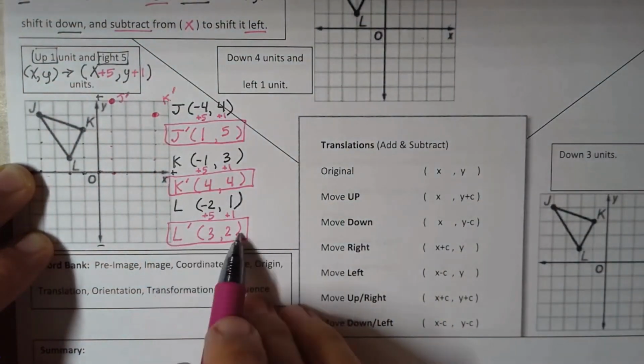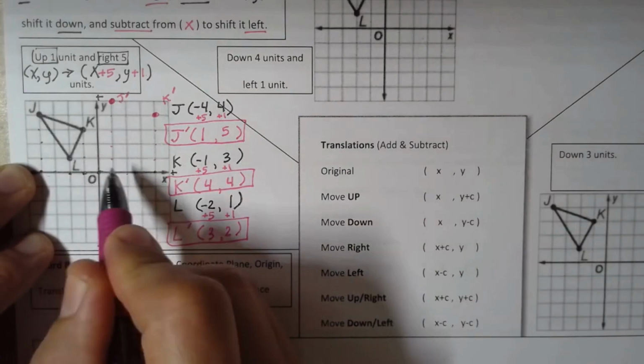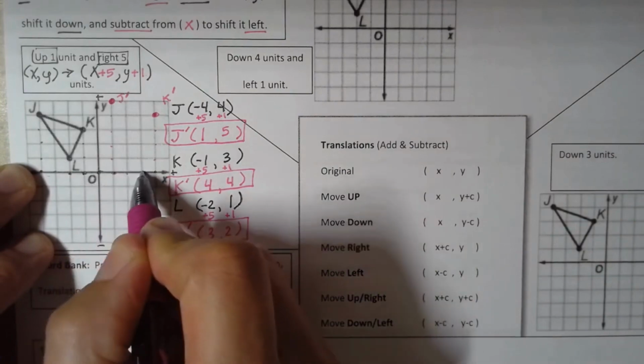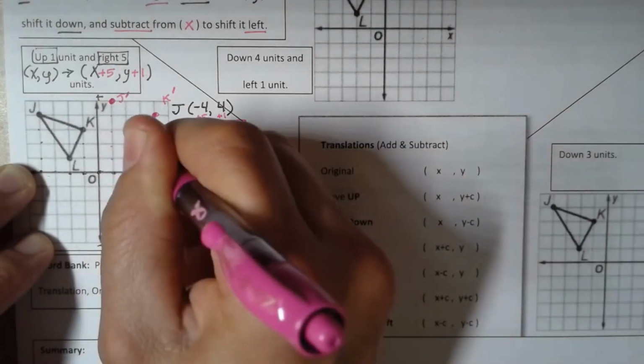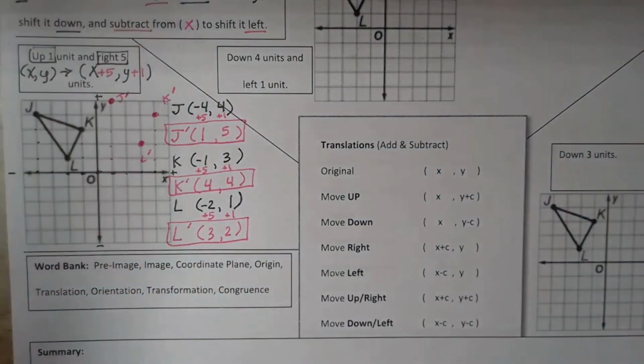And then L prime is 3, 2. So I'm going to go to the right 1, 2, 3. Then up 2. 1, 2. And that's L prime. So I'm going to go ahead and connect my dots real quick.